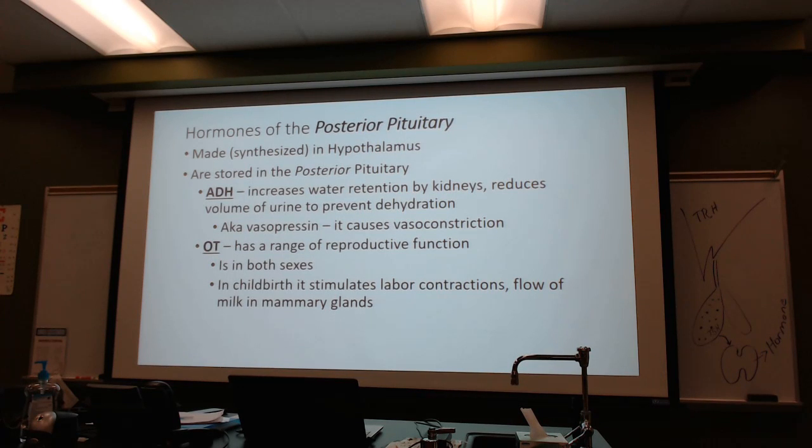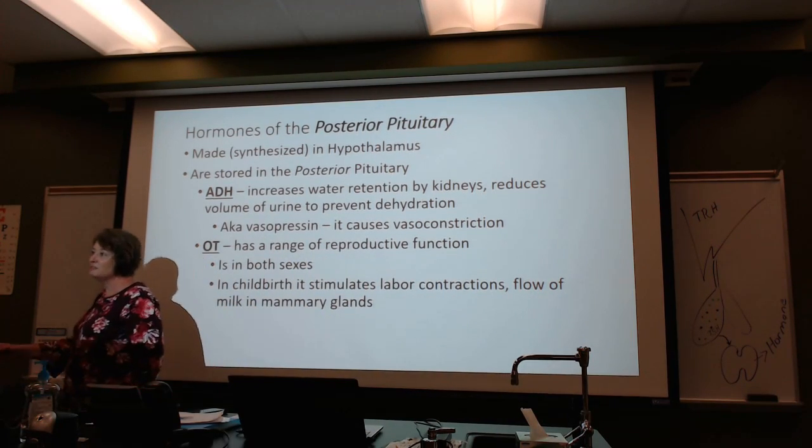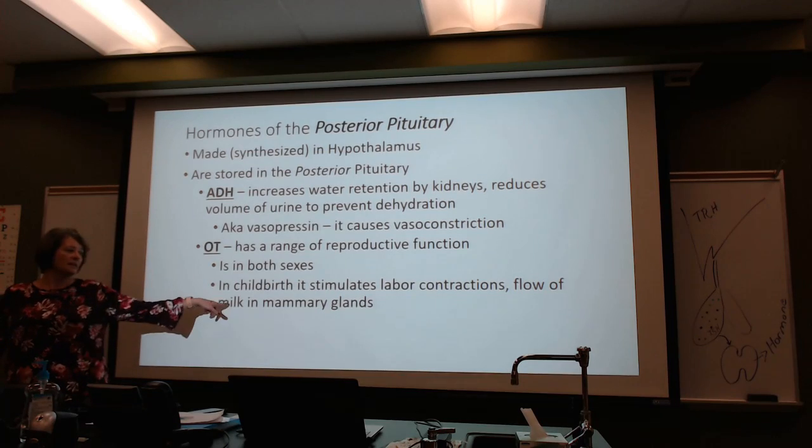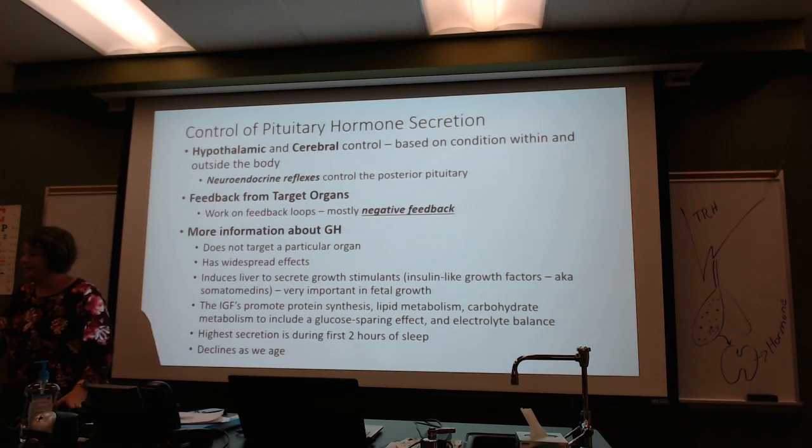Oxytocin is going to serve a couple of different functions. The majority is for reproduction. So at childbirth, it's going to stimulate labor contractions, and it's going to help with the flow of milk to the mammary glands.